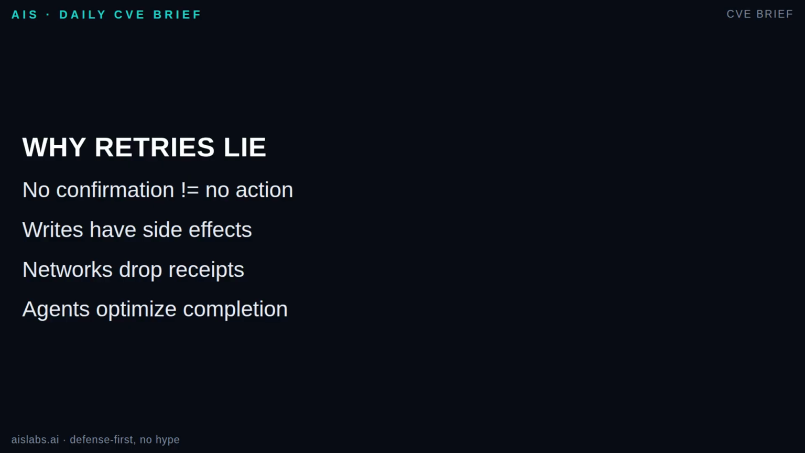That is fine for pure reads. It is dangerous for writes. GitHub issues, Jira tickets, Slack messages, emails, pull requests, and deploy commands change shared state outside the model. The remote system may complete the write and lose the response. The gateway may time out while the backend keeps working. The agent may only see an exception, then make the same write again. No confirmation is not did not happen. It is an unknown state, and unknown states need a protocol.